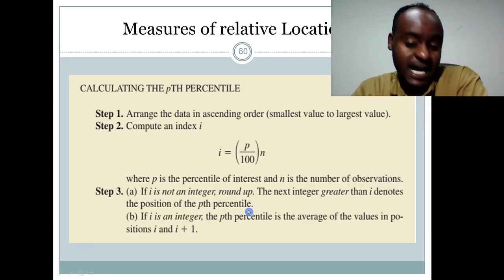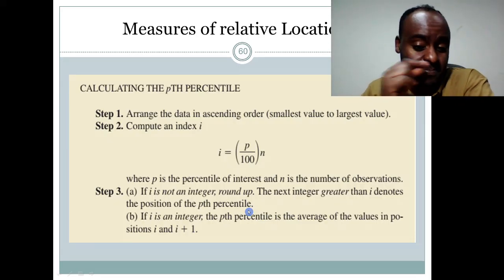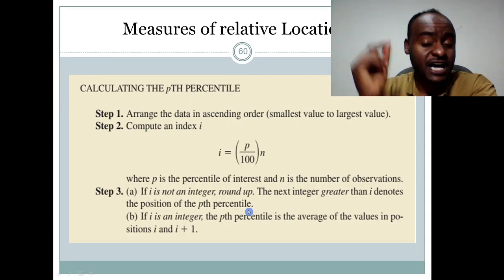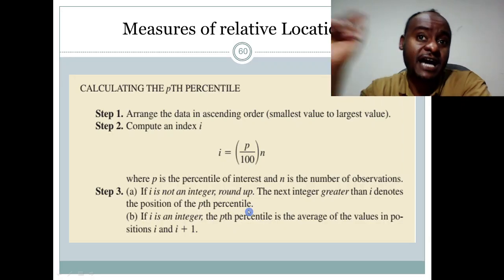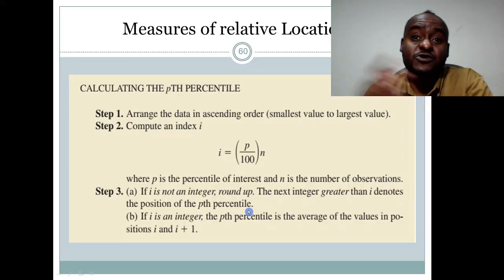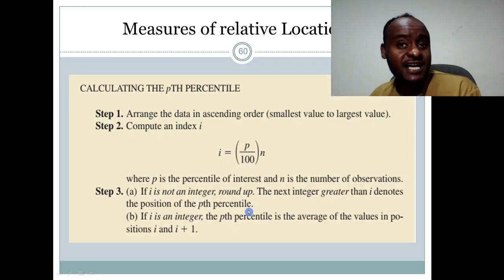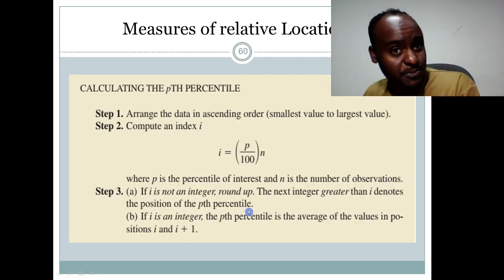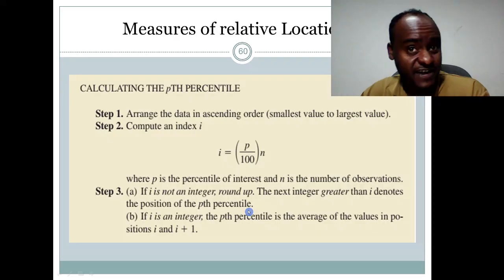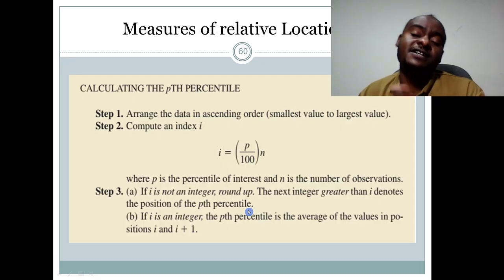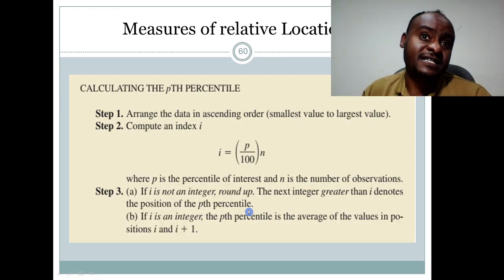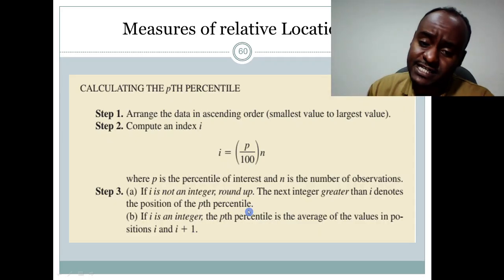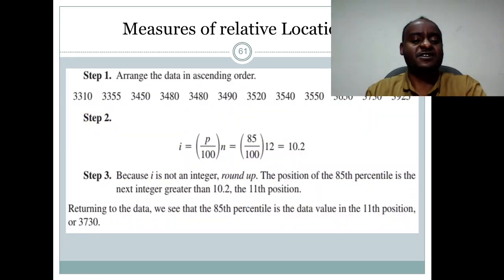If i is an integer, then the pth percentile is the average of the values in position i and position i plus 1. So you need to get the value at i and the value at i plus 1 from your data, add them, and divide by two to get the mean, and that is the pth percentile in that context. Let's see this in practice.